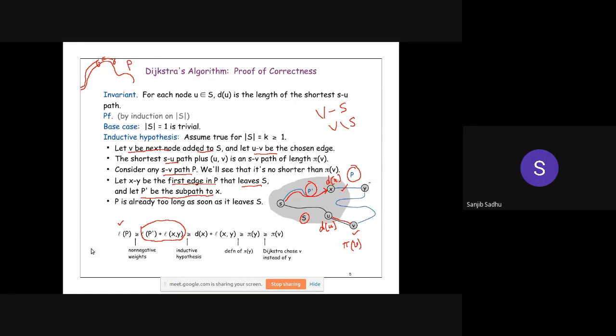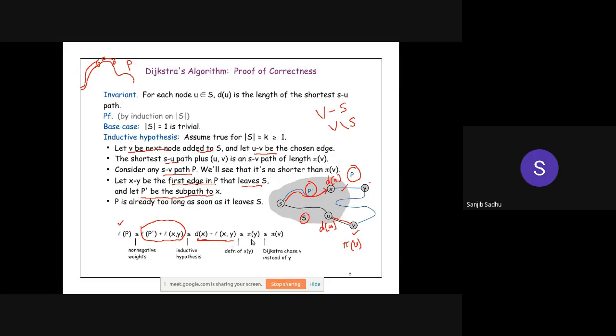Fine. Now you see, the length of this path is greater than or equal to dx plus lxy, because I have a shortest path from S to X whose value is dx. So now the length of this path, L of P prime, must be greater than or equal to dx, plus lxy. And I know that by definition this must be greater than or equal to pi y.